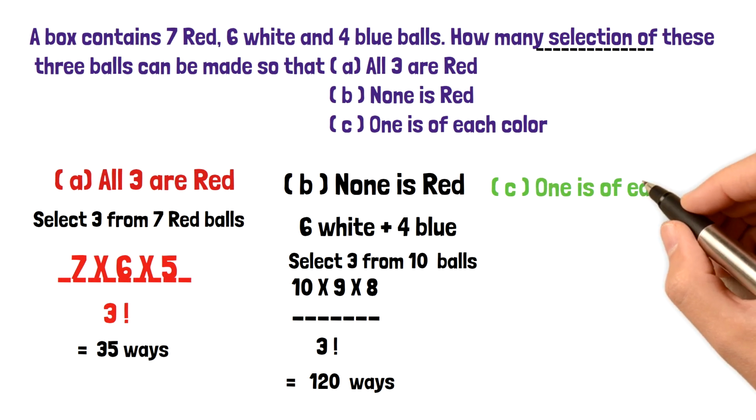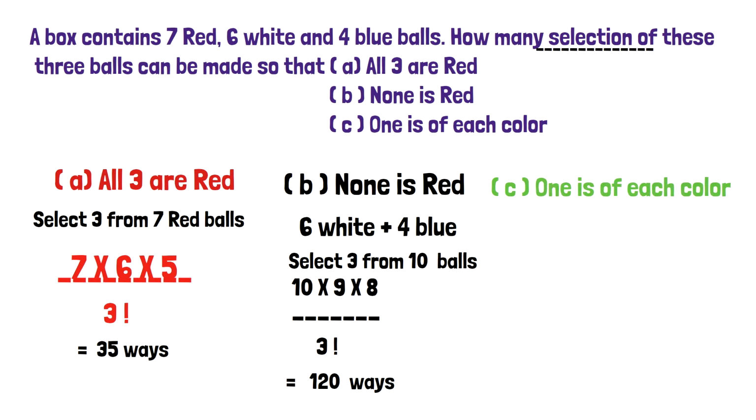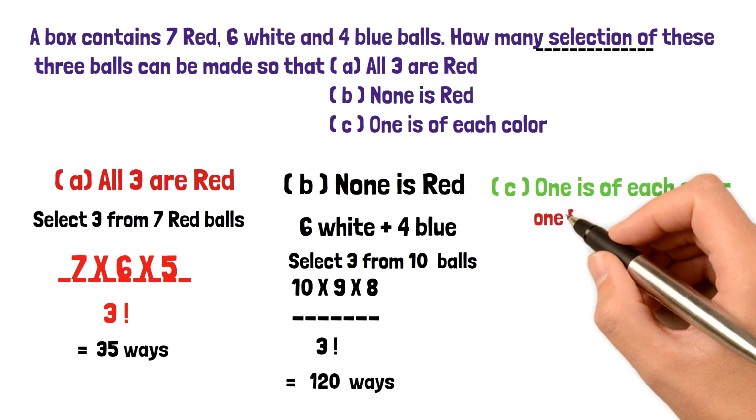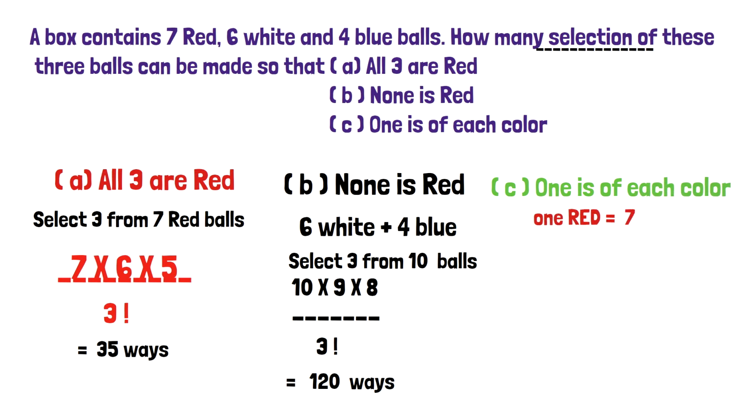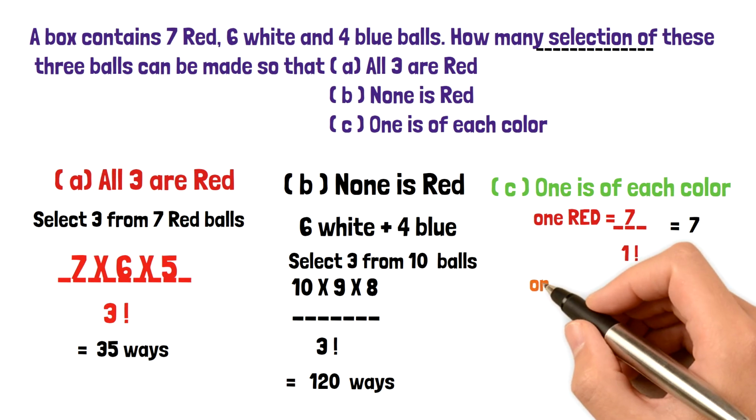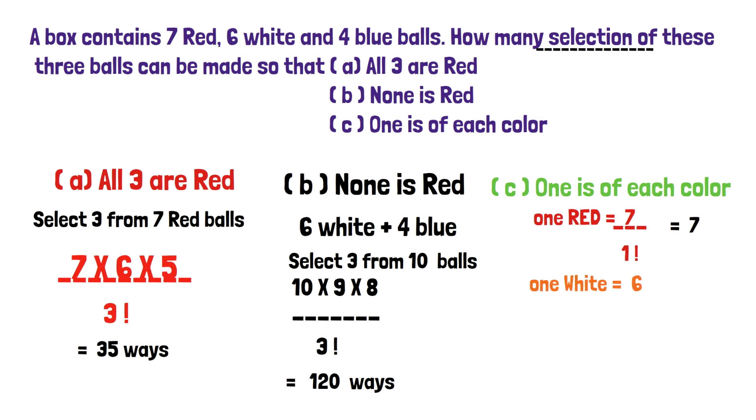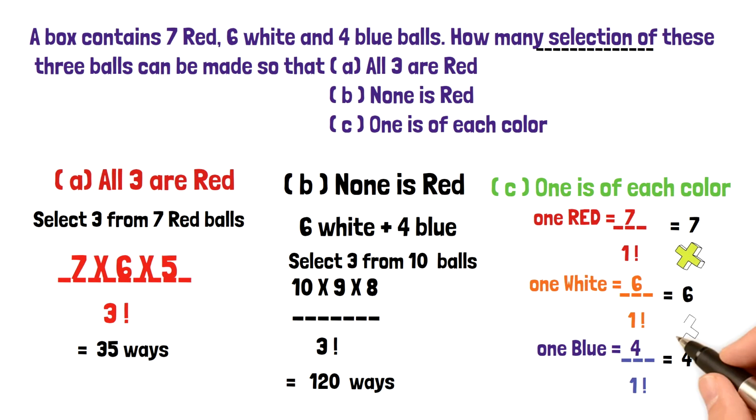Now the C part. One is of each color. So 1 red ball can be selected from 7 balls in 7 divided by 1 factorial. That's equal to 7 ways. 1 white ball can be chosen from 6 white balls in 6 divided by 1 factorial, 6 different ways. And 1 blue ball can be selected from 4 blue balls in 4 divided by 1 factorial. That's 4 different ways. All the actions need to be performed, so we need to multiply them. That's equal to 168 ways.